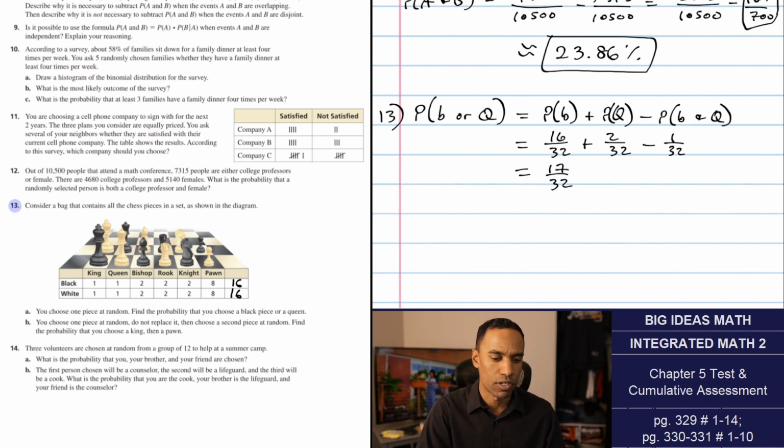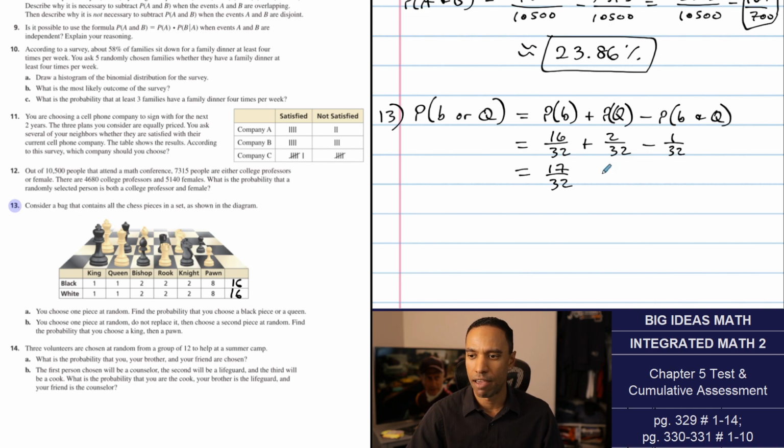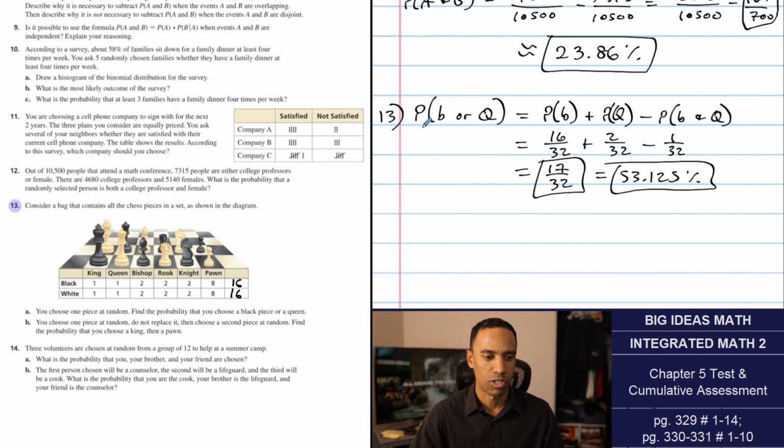Now 17 out of 32, really close to 50%, a little more. 17 out of 32 is 0.53125. So as an exact value, 53.125%. Boom, boom. That is part A.